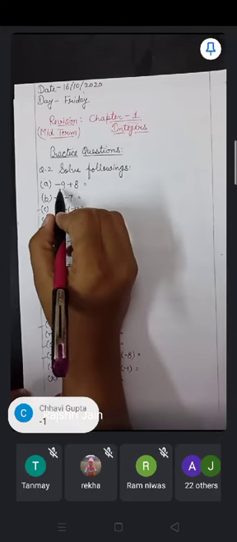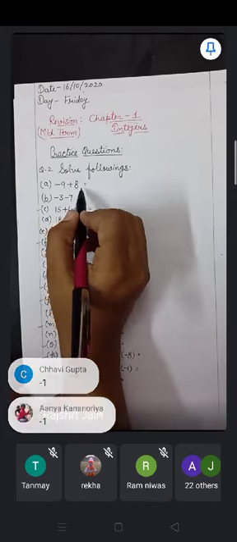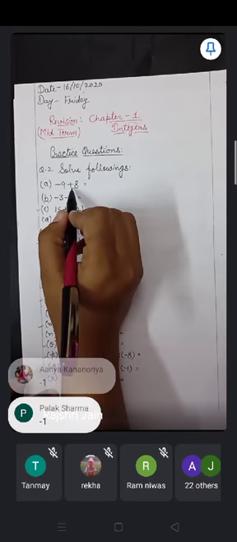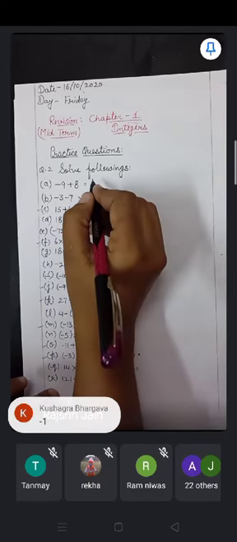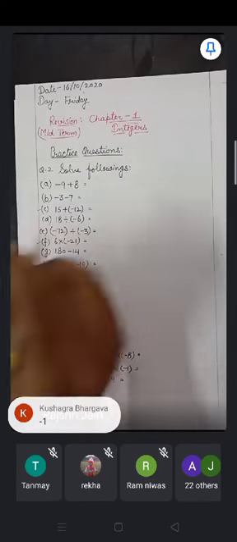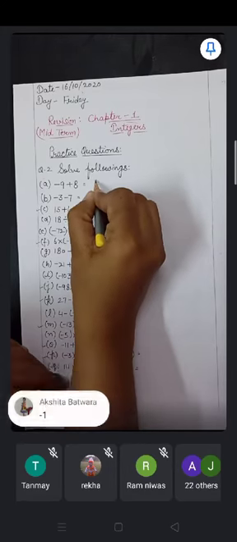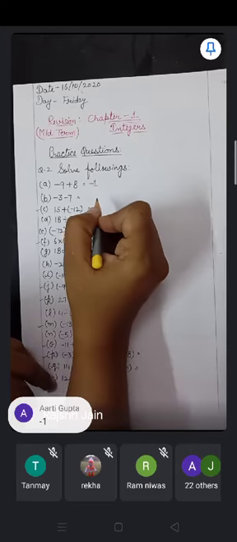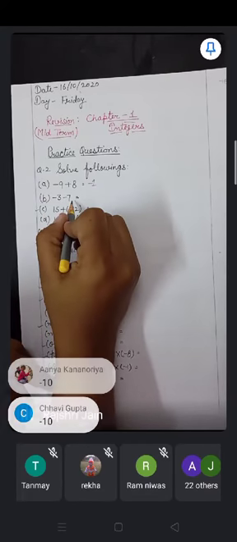So minus 9 plus 8. Yes, very good. It will be minus 1 because yesterday I told you whenever the signs are opposite, the numbers get subtracted. So 9 minus 8 will be 1. And since the number which is bigger is having negative sign, minus 9 is there, so it will be minus 1. Very good. Minus 3 and minus 7.